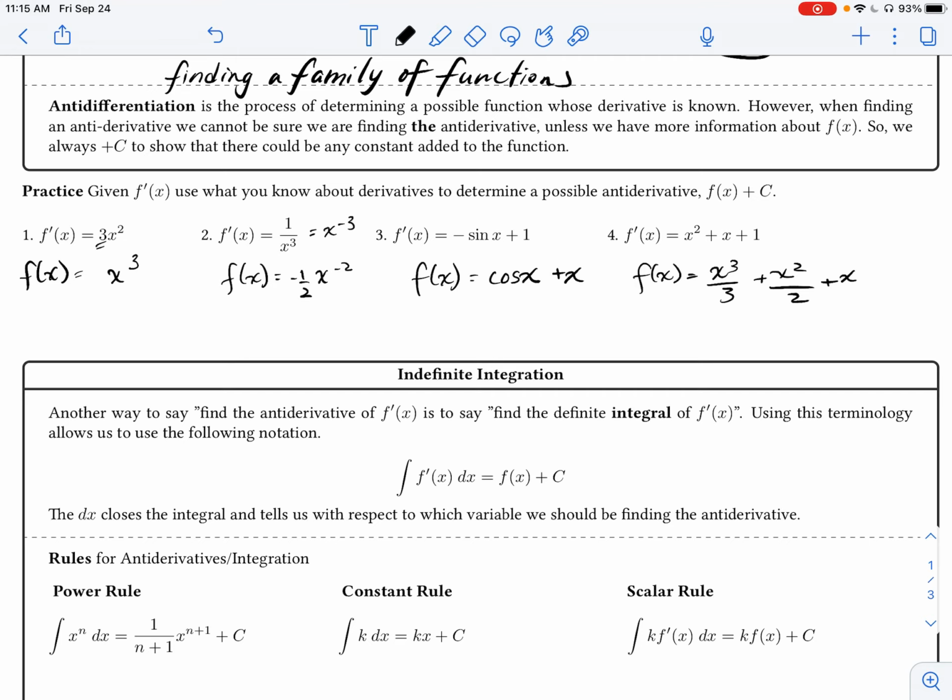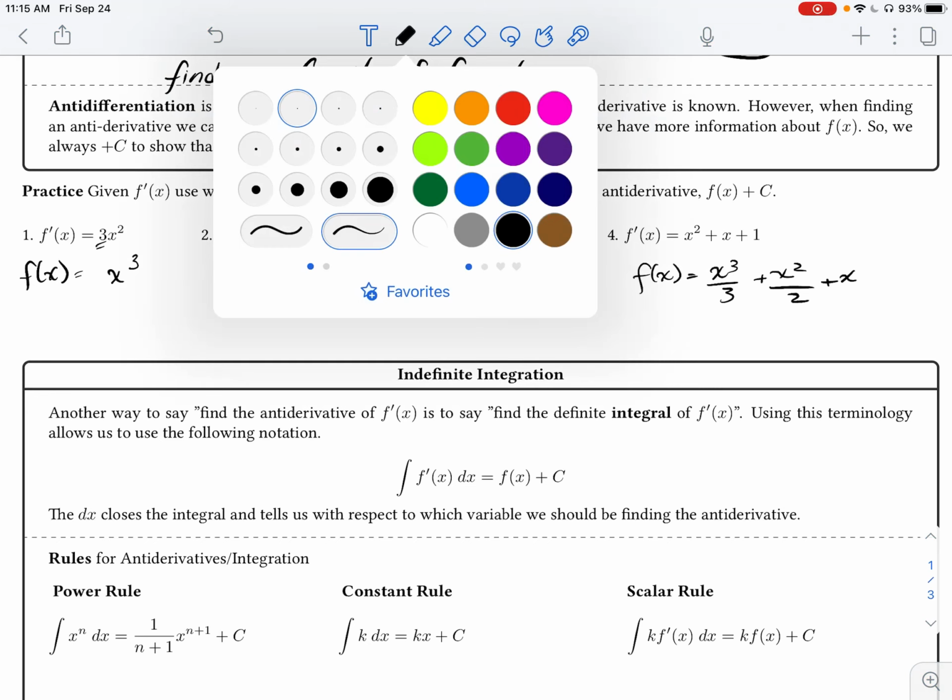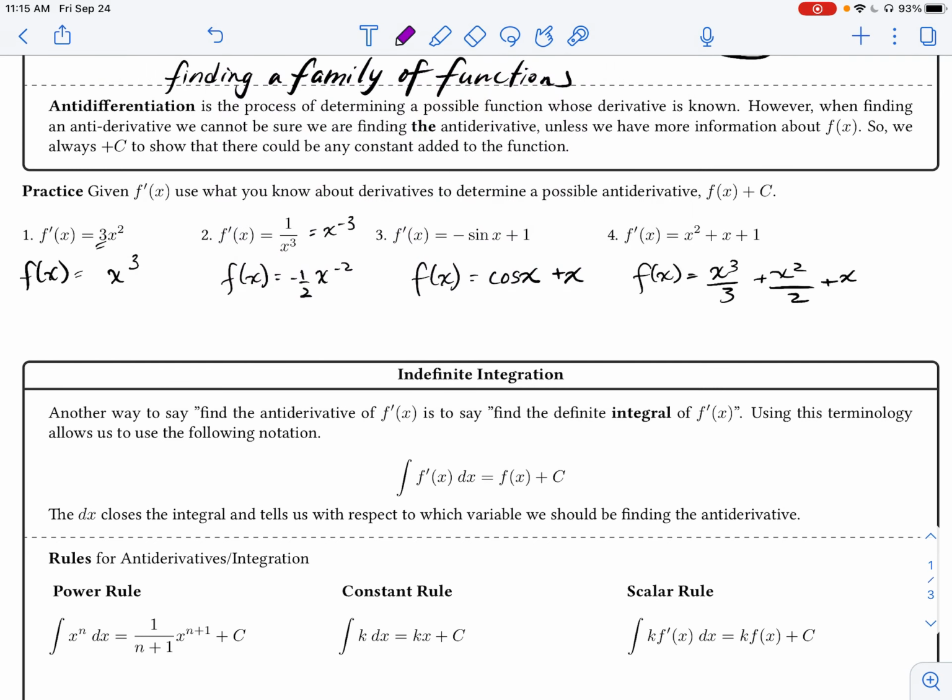Now look at all of these that I've done and ask yourself, am I missing anything important? And the answer is a resounding yes. With all of these, I could be adding some constant, and I should be adding this plus c here to indicate that we could have taken the derivative of this function with any constant and ended up with what we had here. So be very careful, and it's important to add that plus c whenever we're finding an antiderivative.